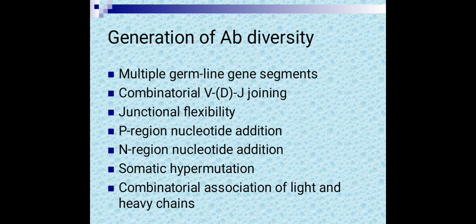Generation of antibody diversity: multiple germline gene segments, combinatorial VDJ joining, junctional flexibility, P region nucleotide addition, N region nucleotide addition, somatic hypermutation, combinatorial association of light and heavy chains.